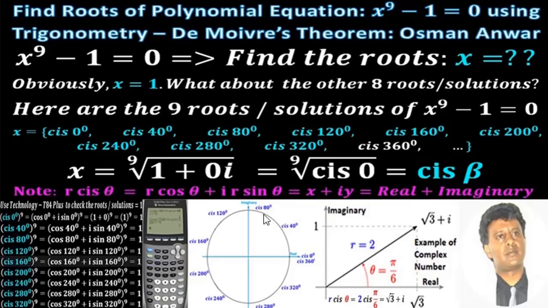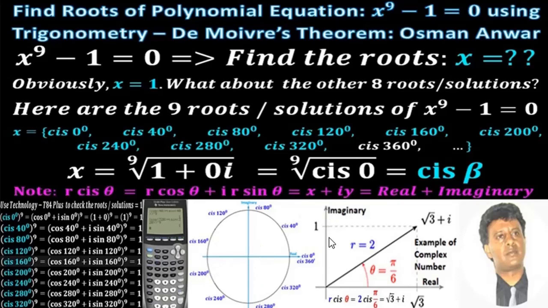Here are the solutions. You start with cis 0, cis 40, cis 80, cis 120, cis 160, cis 200, cis 240, cis 280, cis 320, and that is on a unit circle with the x-axis real and the y-axis imaginary. This circle is divided into 9 sectors. Each sector is 40 degrees.